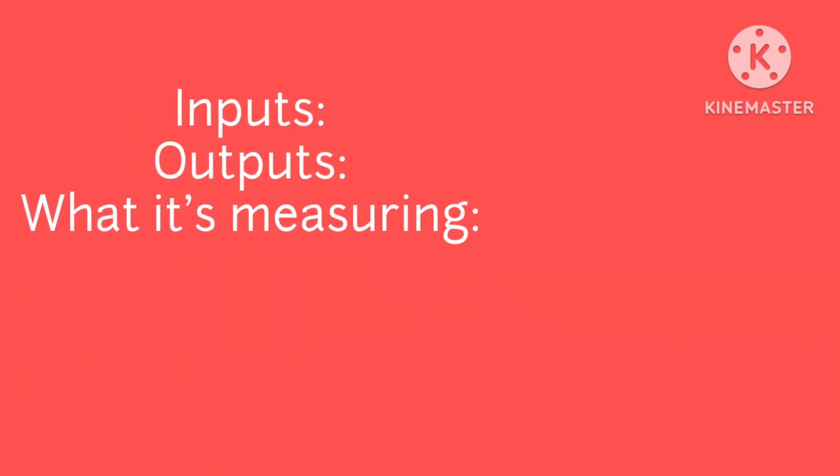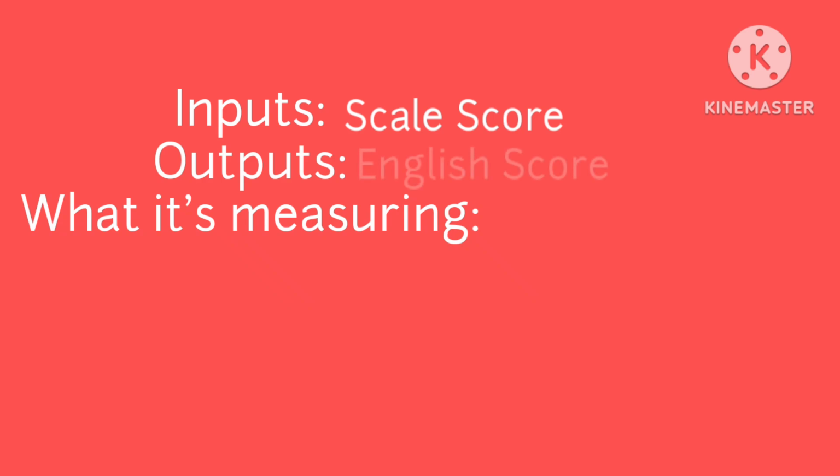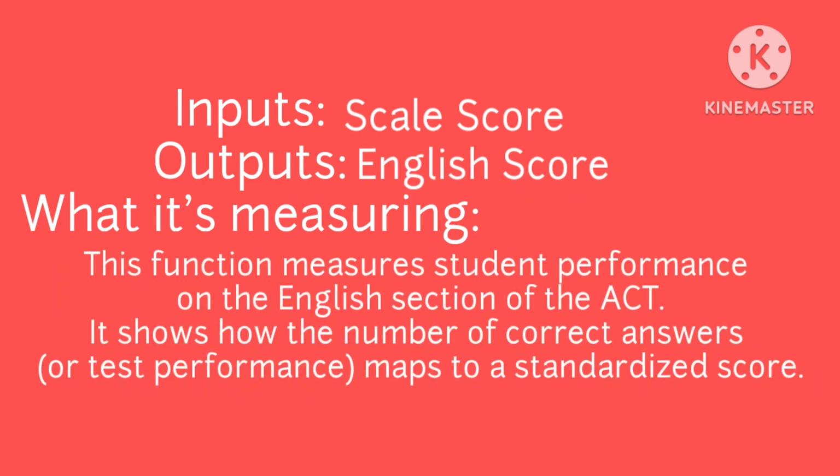So let's talk about the inputs and outputs. Like I said, the input is the scale score a student receives on the ACT English section, and the output is the English score, which represents the raw or interpreted performance on the test. This function measures student performance on the English section of the ACT. It shows how the number of correct answers match to a standardized score.